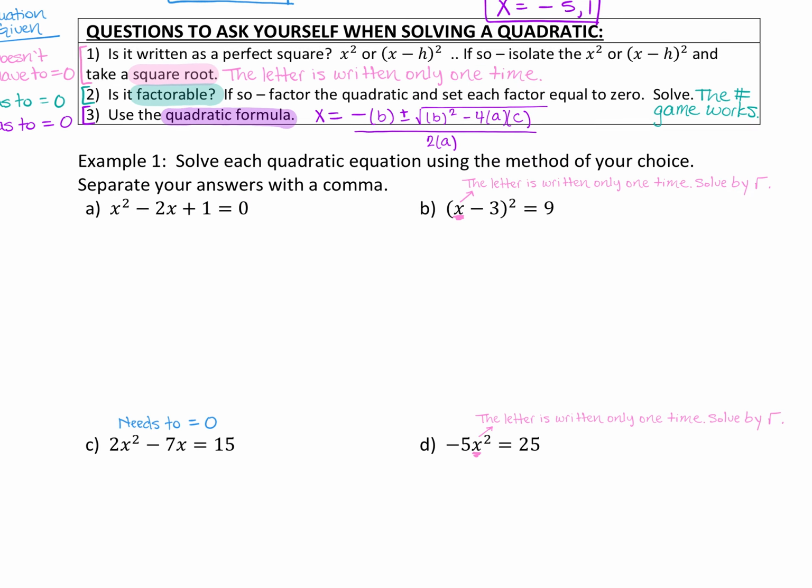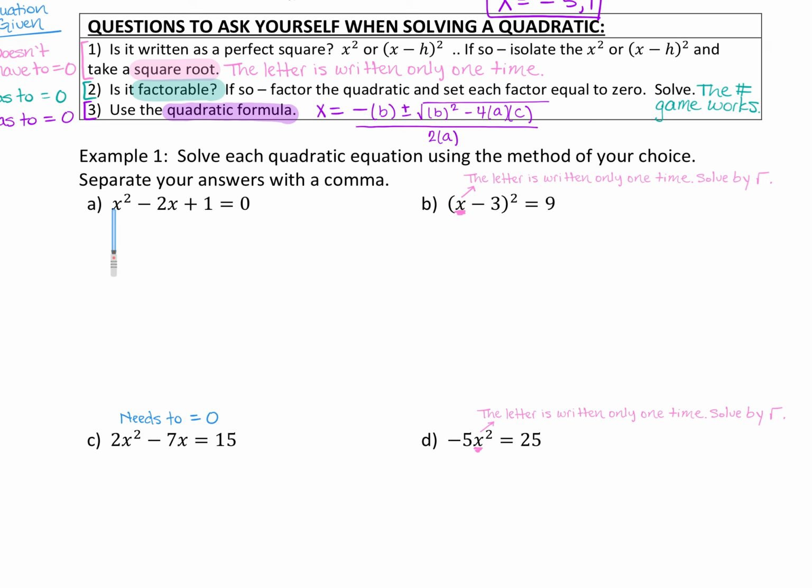With this first example, the letter is written twice, so it's either going to be factor or quadratic formula. Always check factoring first. So check the GCF, which in this case is a 1, so there's nothing we're going to do with that. Then identify your A, your B, and your C so that we can do our number game. We want two numbers that multiply to 1 times 1, which is 1, but those same two numbers have to add to the -2. And those two numbers are a -1 and a -1.